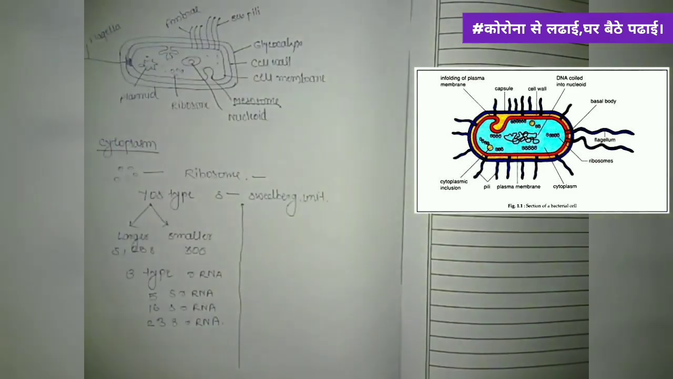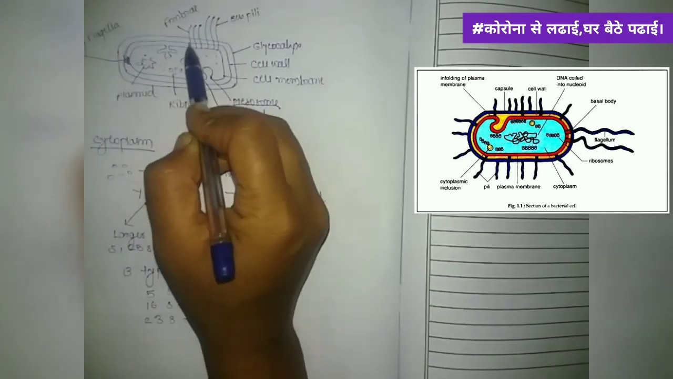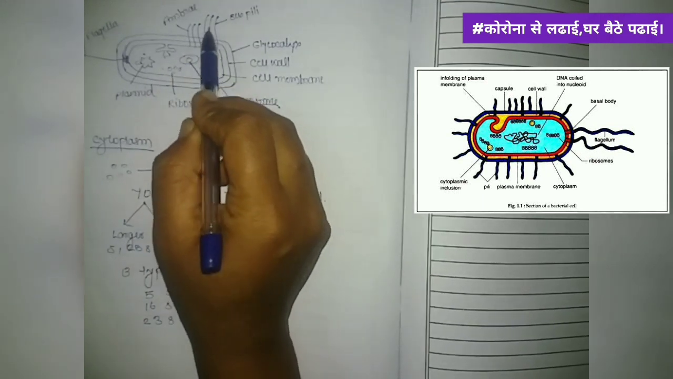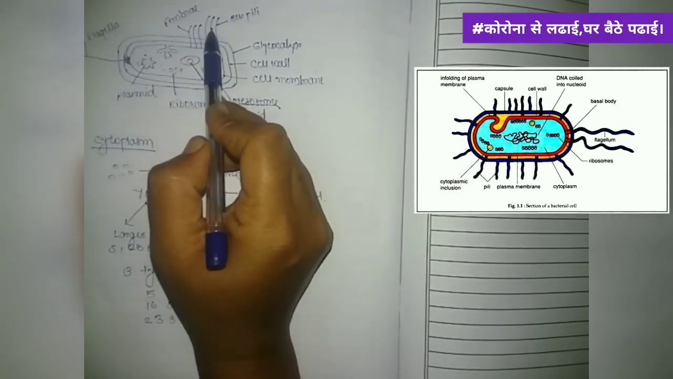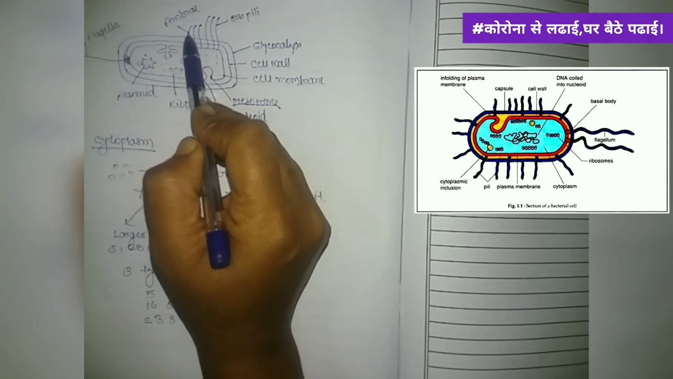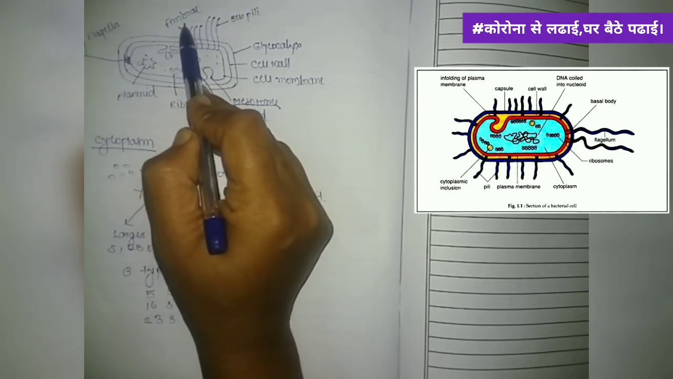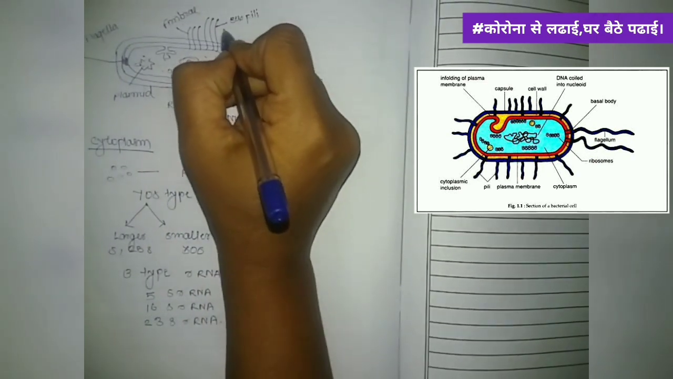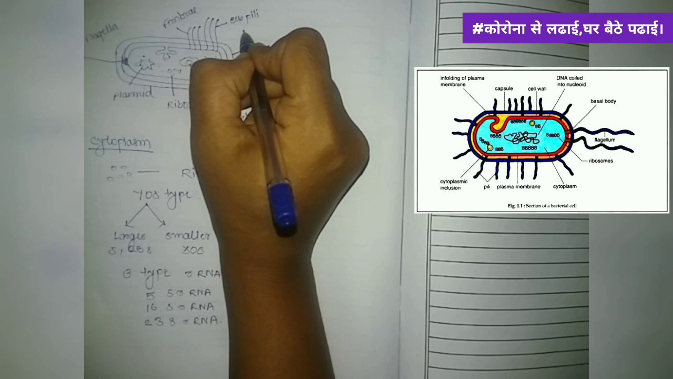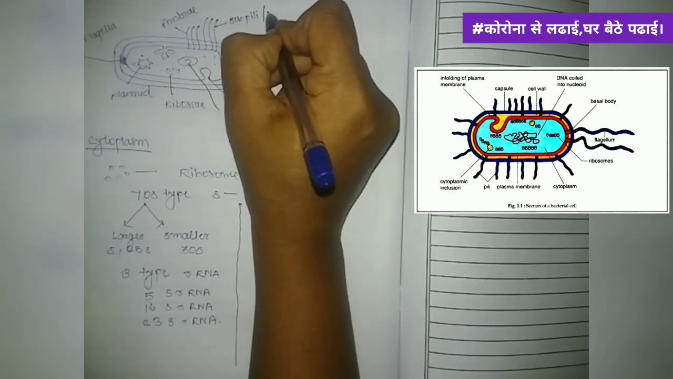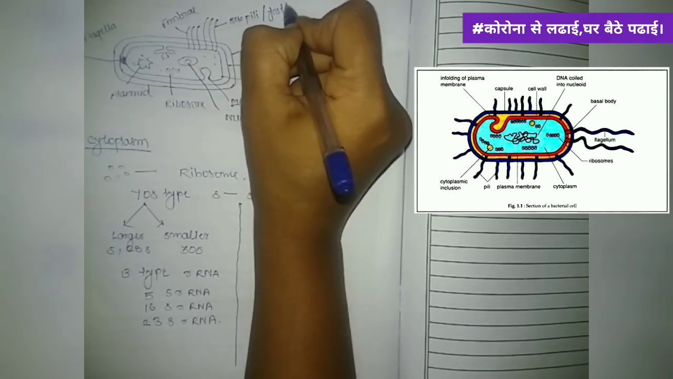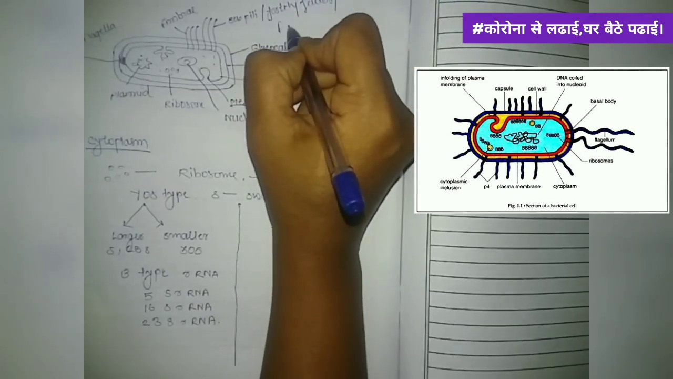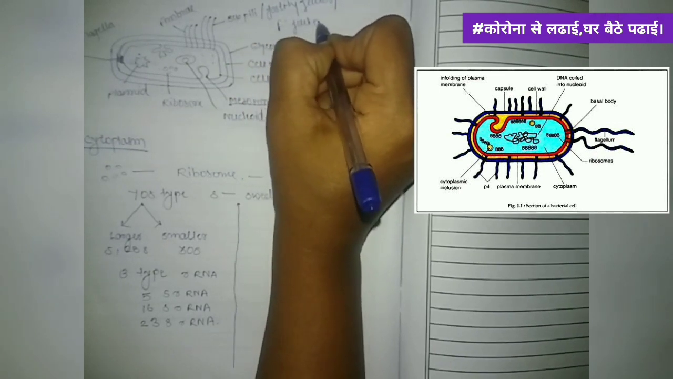Then here, hair-like structures are present on the bacterial cells. These hair-like structures are of two types. The short hair-like structure is known as fimbriae, and the long hair-like structure is known as the sex pilus. When it is single, it is known as the sex pilus or pilus. It is also known as the fertility factor, or the F factor.